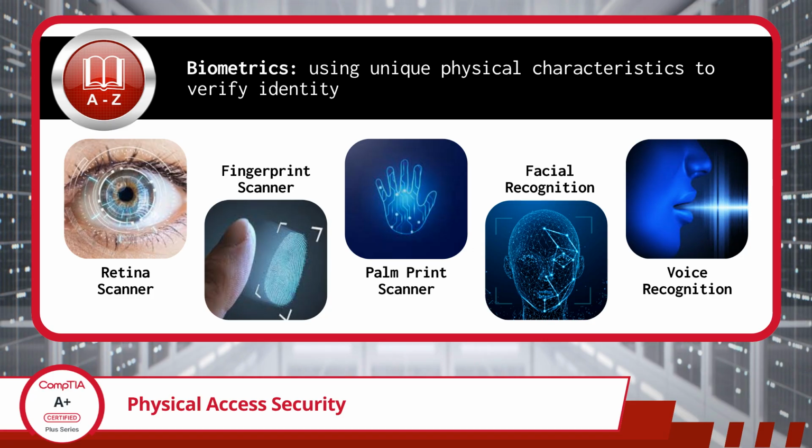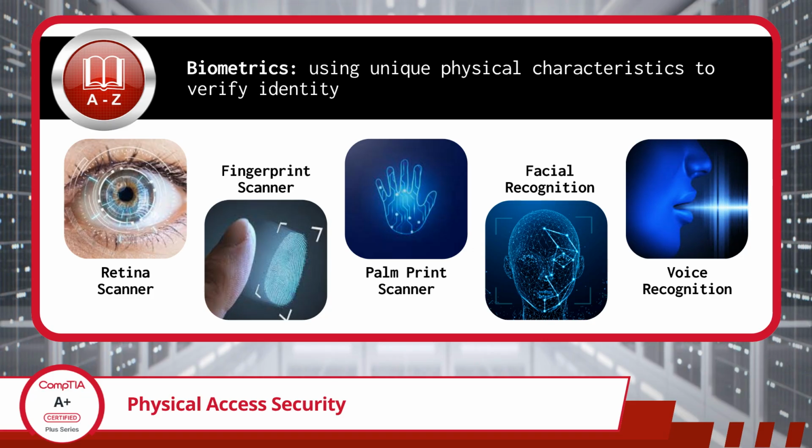Fingerprint scanners are more common and use the unique ridges and patterns on your fingertips for identification. These are found everywhere from smartphones to high-security buildings. Palm print scanners take fingerprint scanners a step further by scanning the entire palm, capturing even more unique features than a fingerprint alone. This makes it an excellent option for environments where top-level security is needed.